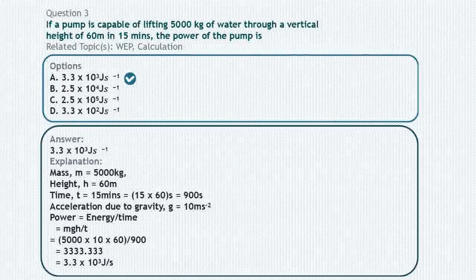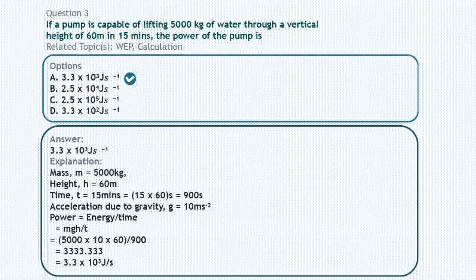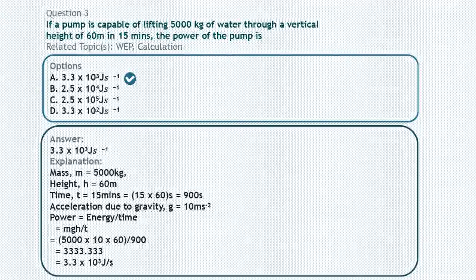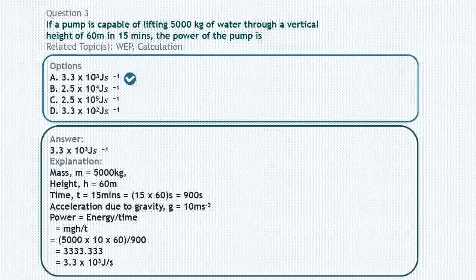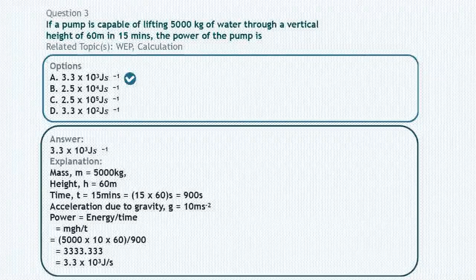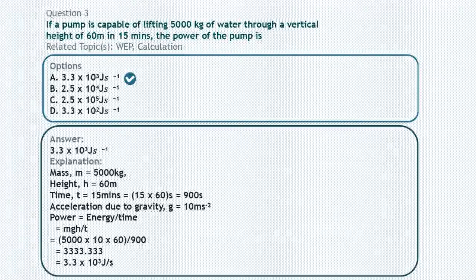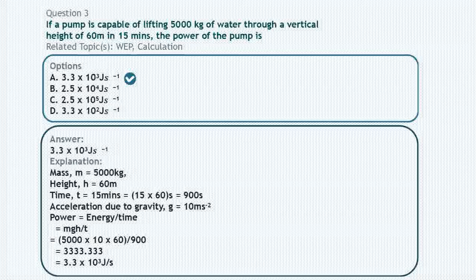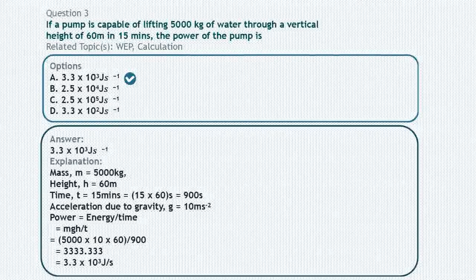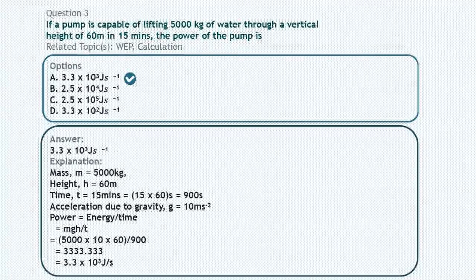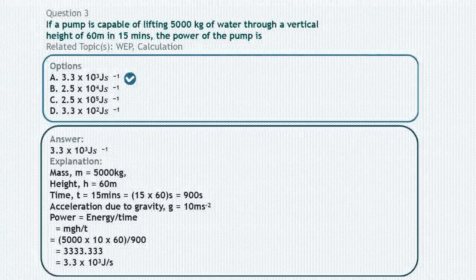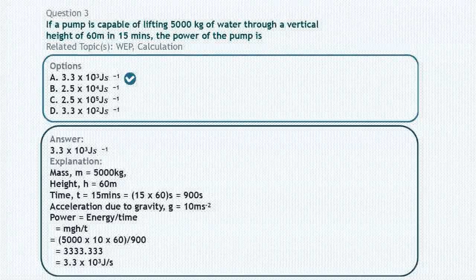The acceleration due to gravity, as we know it, is 10 meter per second square. Sometimes it is taken as 9.8 meter per second square. But where it is not stated, you can take it as 10 or as 9.8. Then you can work with either of them and see what you get. So here we have mass 5,000 times g, acceleration due to gravity, that's 10, times the height, which is 60, divided by the time, which is 900 seconds. So by the time you multiply all of this and divide by 900, you'll be getting 3,333.333. We can neglect what we have here.